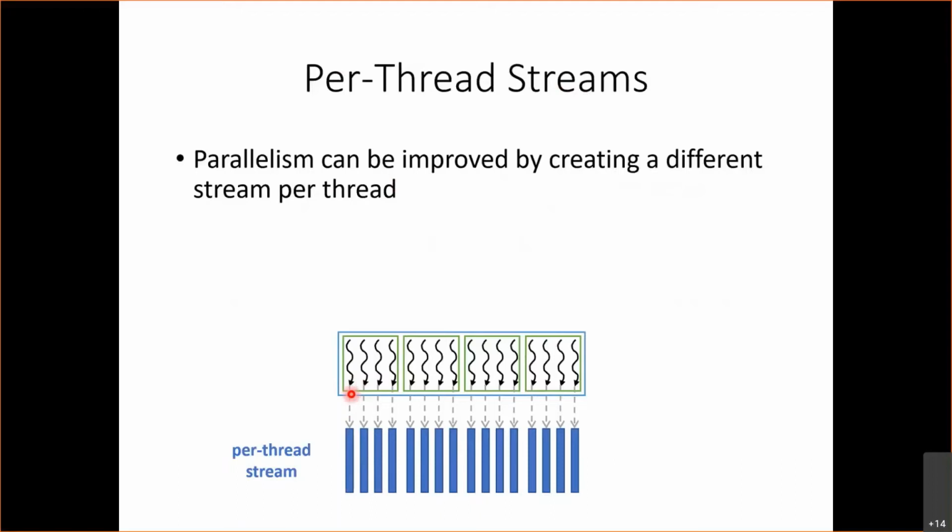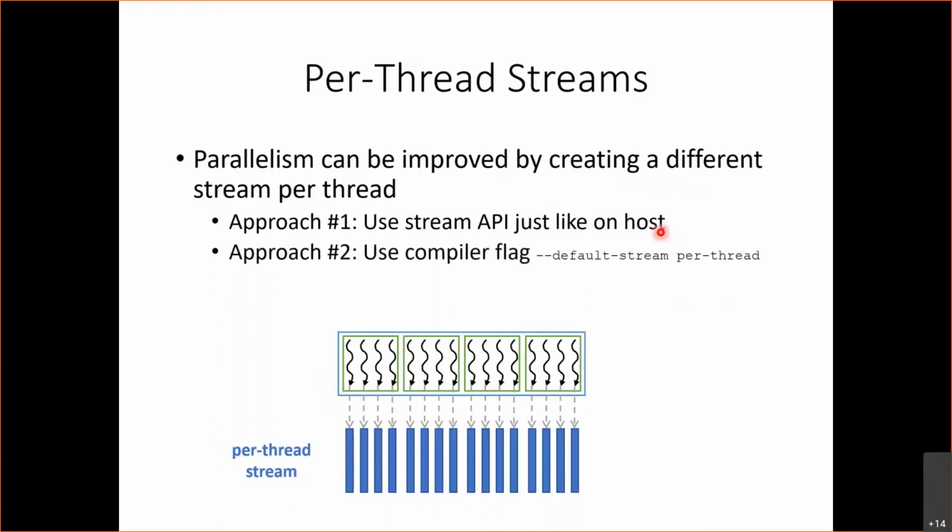Well, there are two approaches. We can use the same API we saw last time when we created streams. We can have each thread call create stream to create its own stream. That's the first approach. So we can use an API just like we used on the host to create a stream for the thread. However, because this might be common, we can actually change the default semantics of streams using a compiler flag. So the other approach is to use a compiler flag that specifies that we want the default stream to be per thread as opposed to per thread block. So we want per thread streams as opposed to per thread block streams.